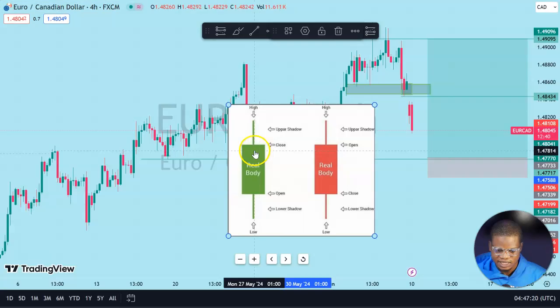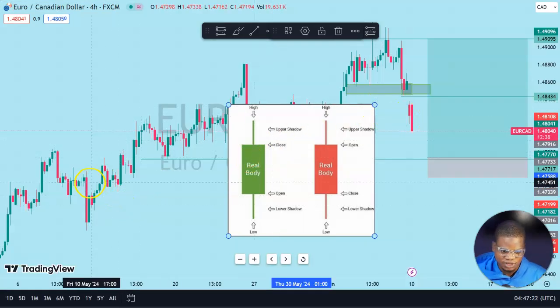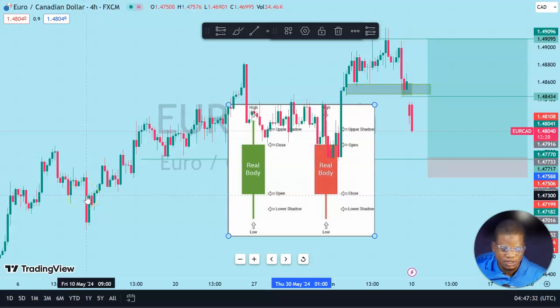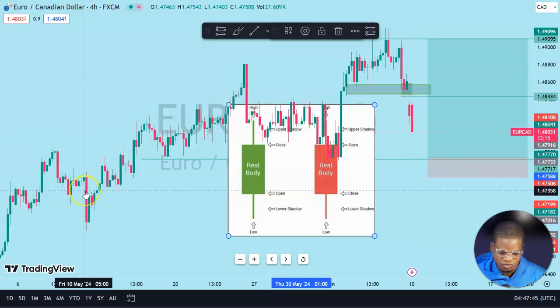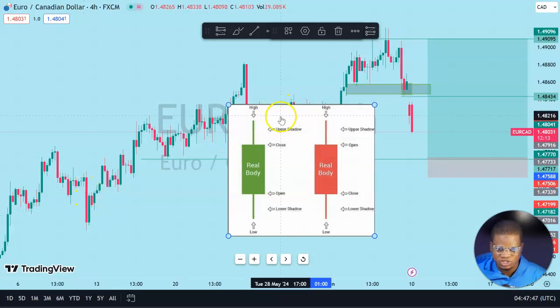So the body is like the real body of the candle, just like we have in this kind of candle now. Let's look at this candle right here. The candle has a body, right, and it has a shadow up here in form of a thin line, and also down here it has a thin line. So the thin part of the candle, which is up and down, is what we call the shadow. The one up is the upper shadow, the one down is the lower shadow. Same for the bearish candle too. And the real body is the real exact body of the candle.